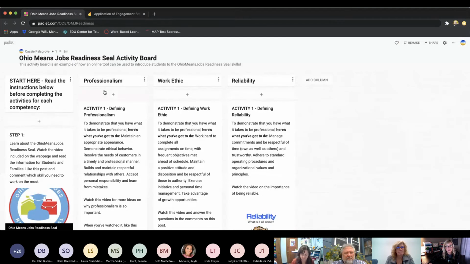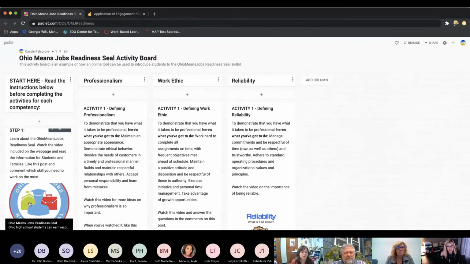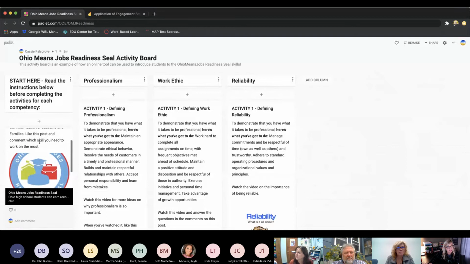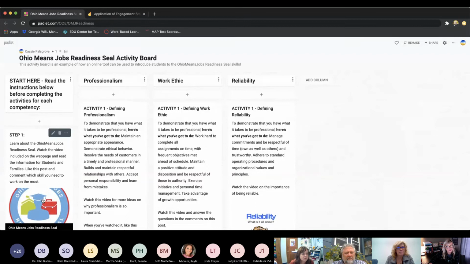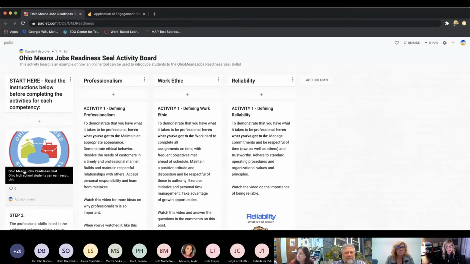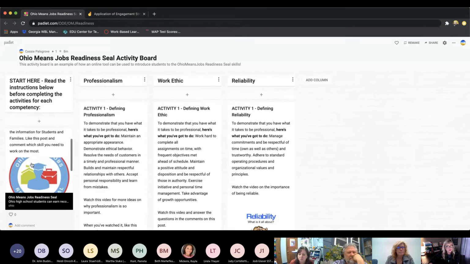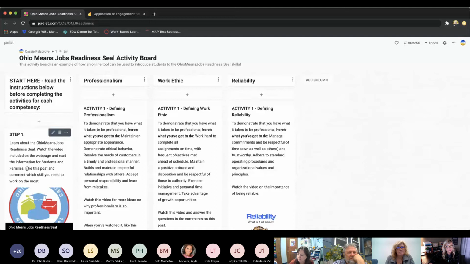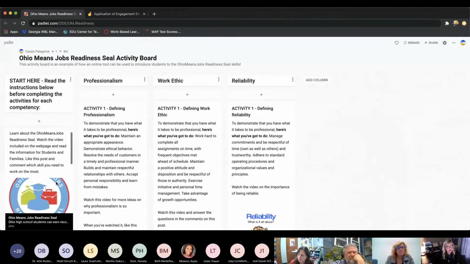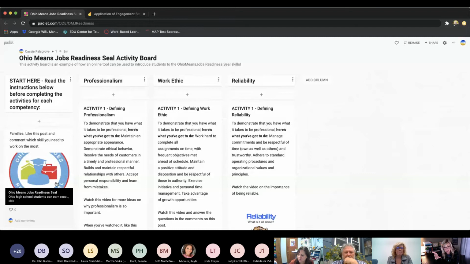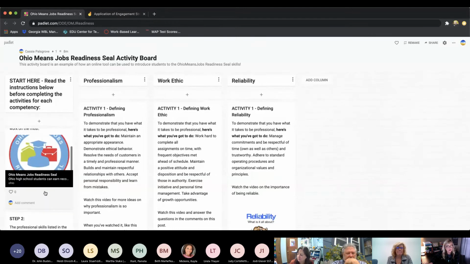And this grid allows you to put posts in columns so that students can see in a vertical manner what progress they're supposed to make in each activity. So here we introduced the Ohio Means Jobs Readiness and tried to make it very clear that this is where someone would start if they're using this activity board on their own. This walks them through the Ohio Means Jobs Readiness Seal. And for each of these posts, there are specific instructions for what the student is supposed to do, to let the teacher know, or in this case, us know, if they've seen the post and what they've done with it.